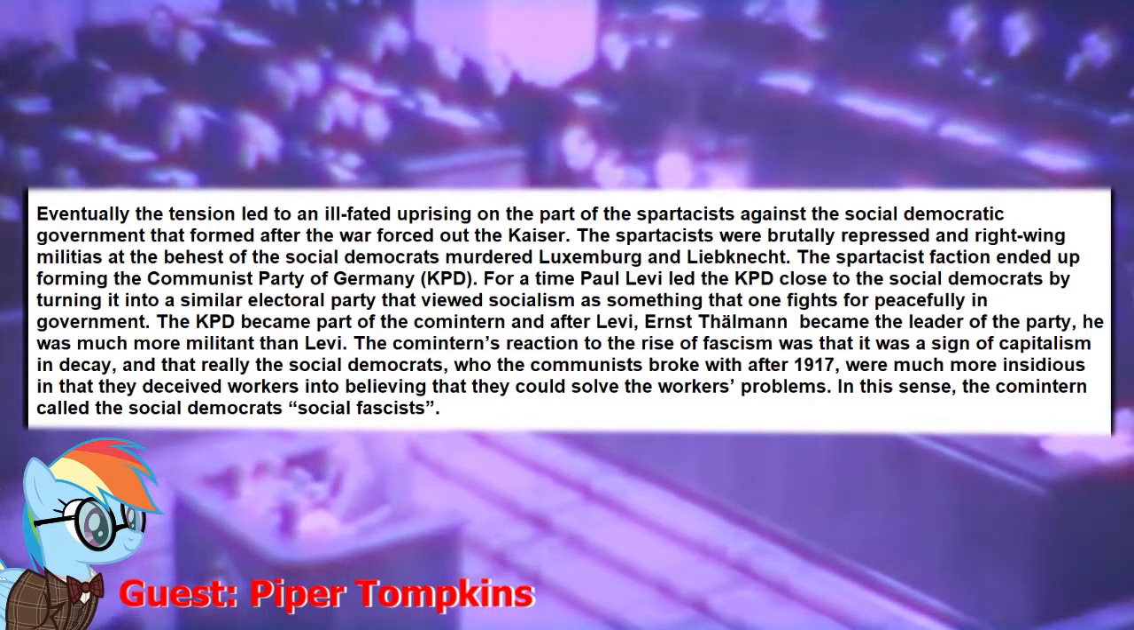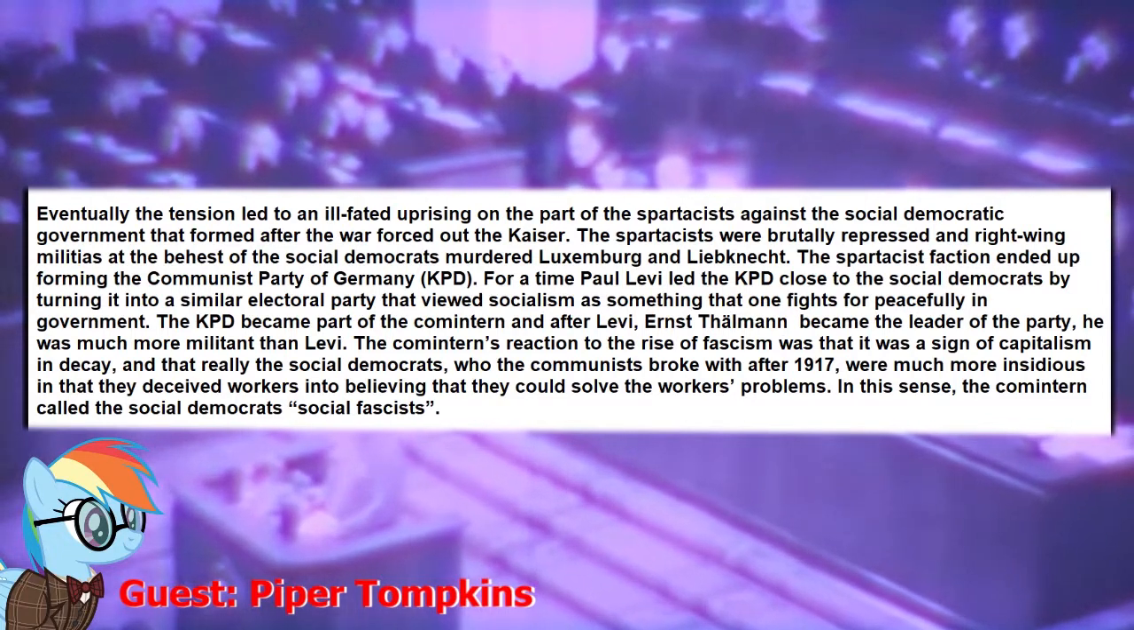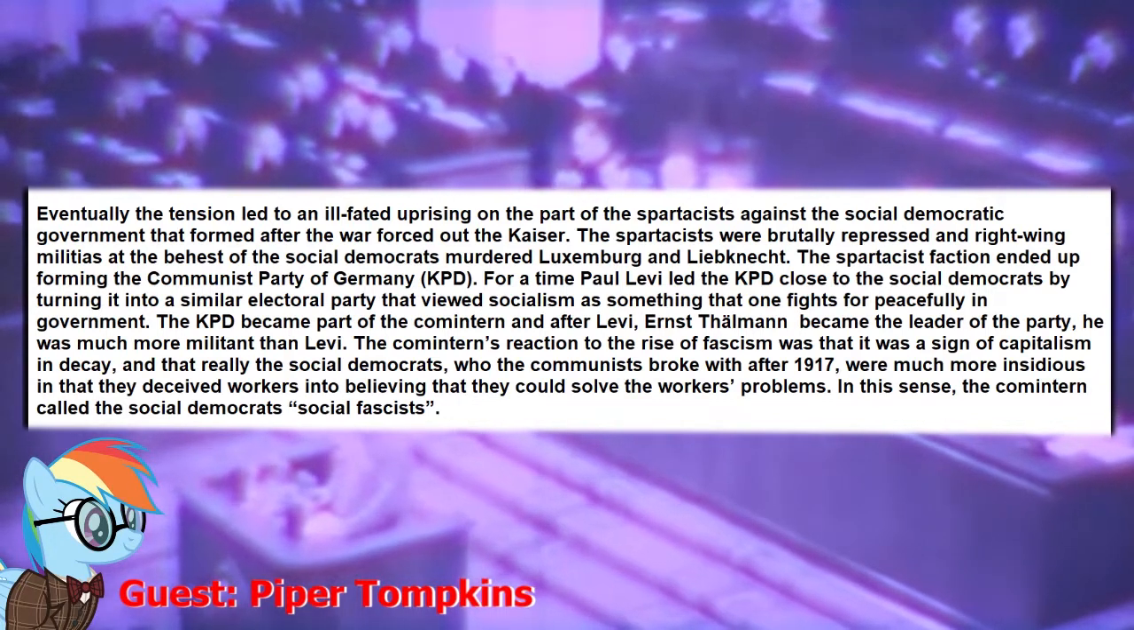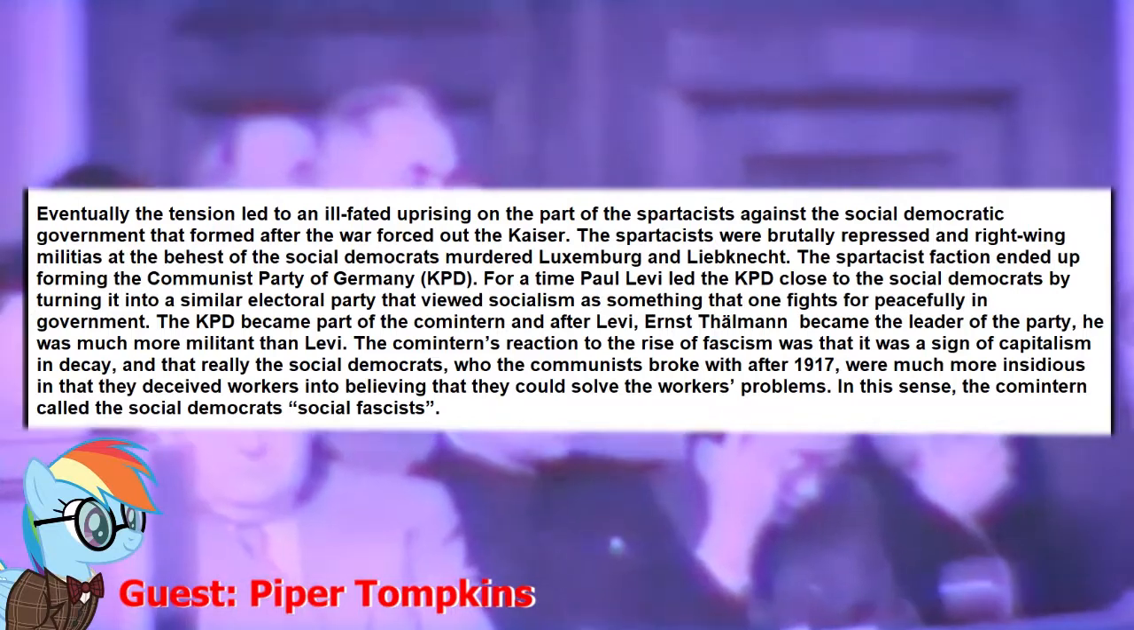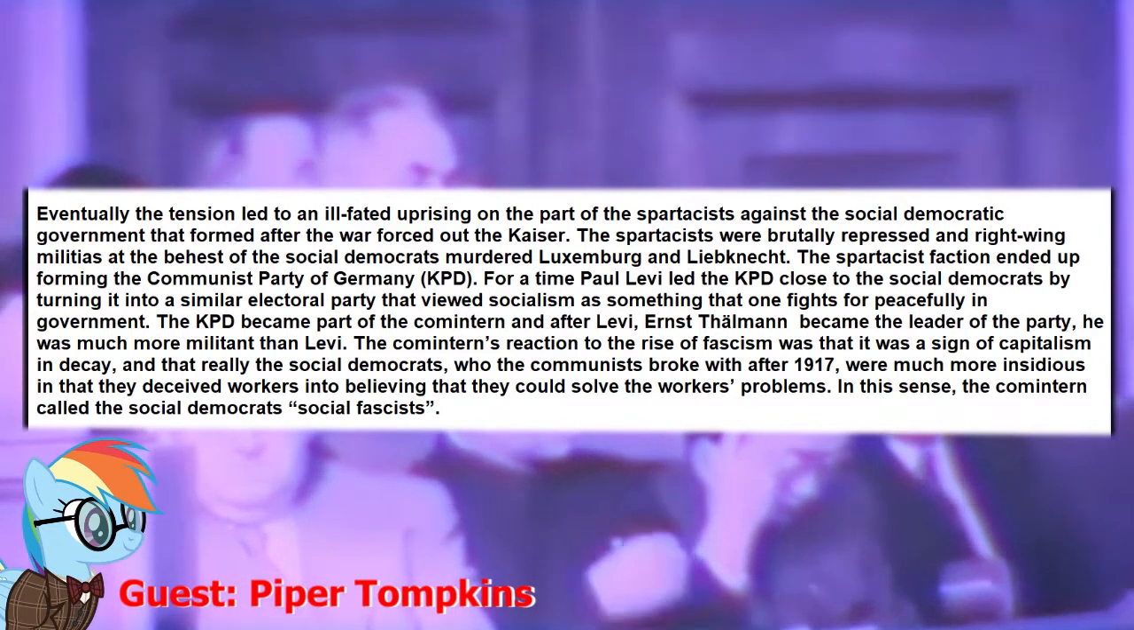The Comintern's reaction to the rise of fascism was that it was a sign of capitalism in decay, and that really the Social Democrats, who the communists broke with after 1917, were much more insidious in that they deceived workers into believing that they could solve the workers' problems. In this sense, the Comintern called the Social Democrats social fascists.